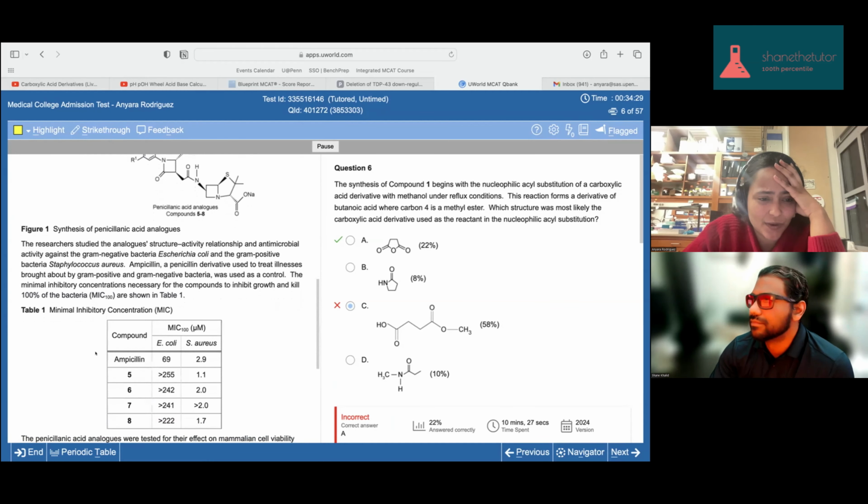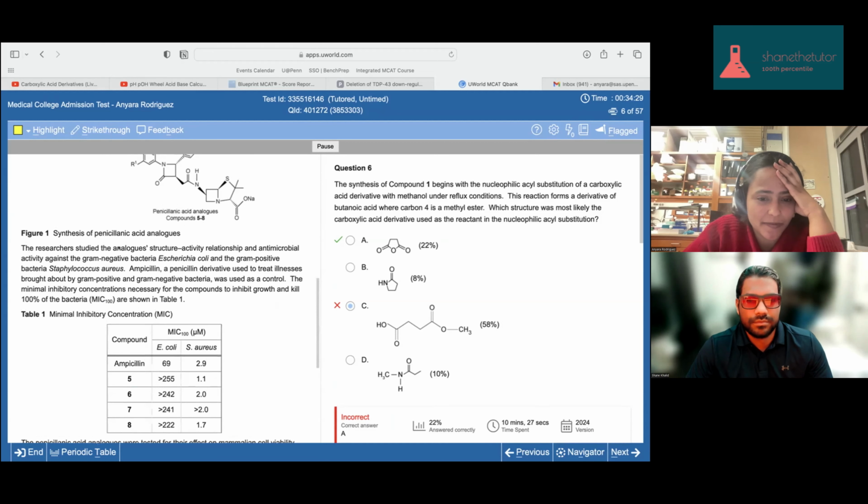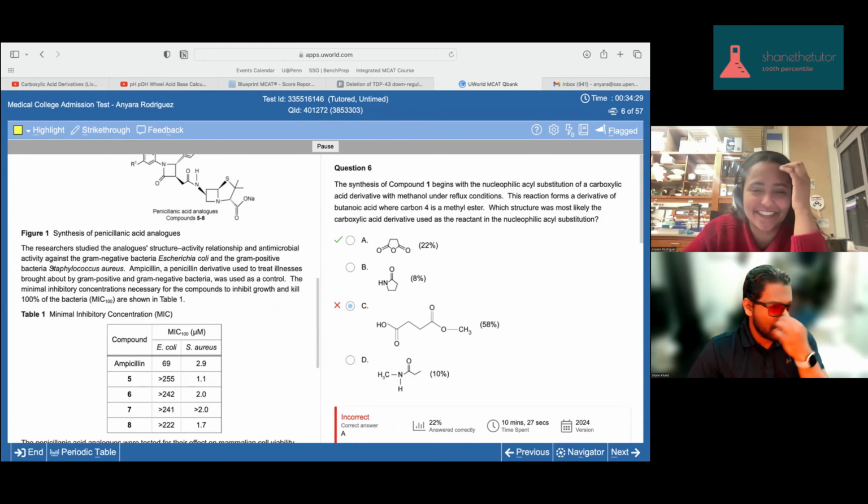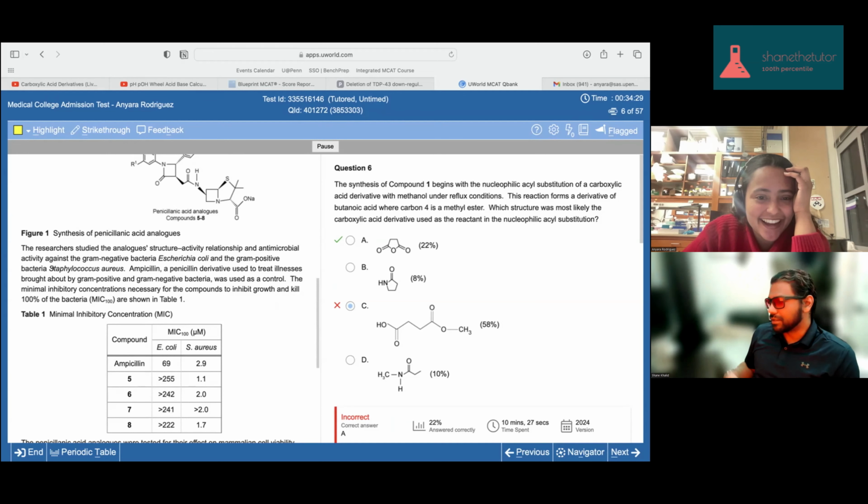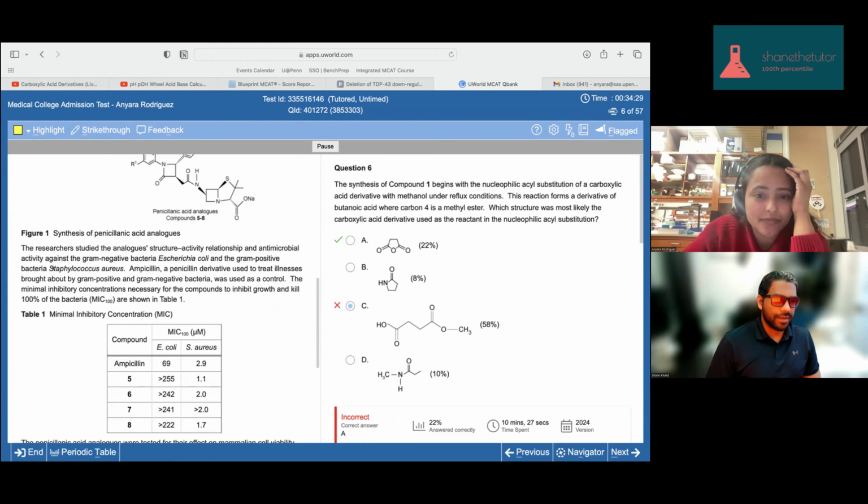So the researchers studied the analog structure activity relationship and antimicrobial activity against the gram-negative bacteria E. coli and the gram-positive bacteria. Oh wow, we anticipated this with the peptidoglycan. Yeah, that's the buzzword stuff that I talk about. You want your brain to be trained to look out for certain buzzwords to expect what's coming later.